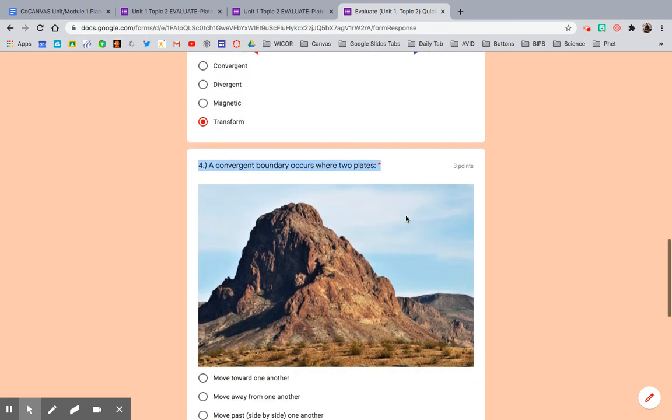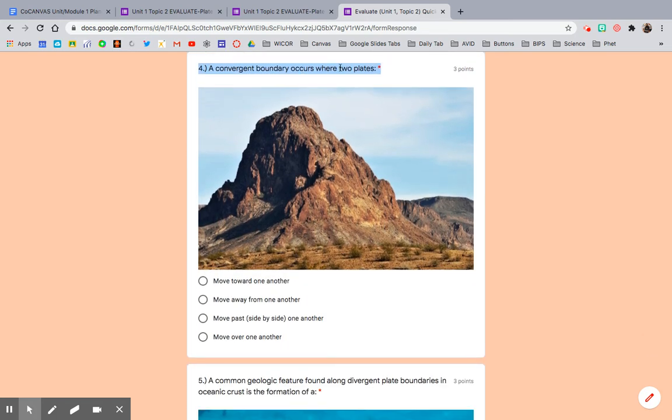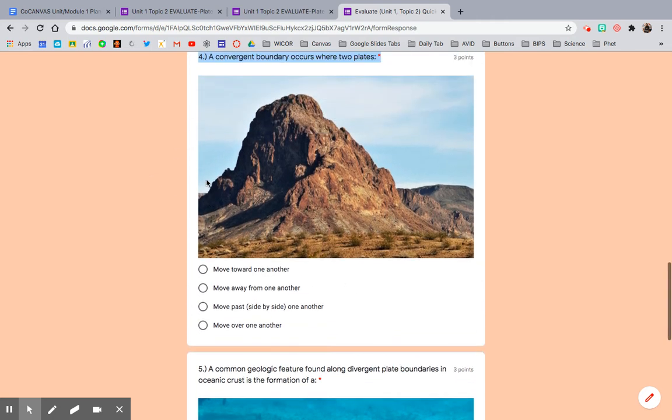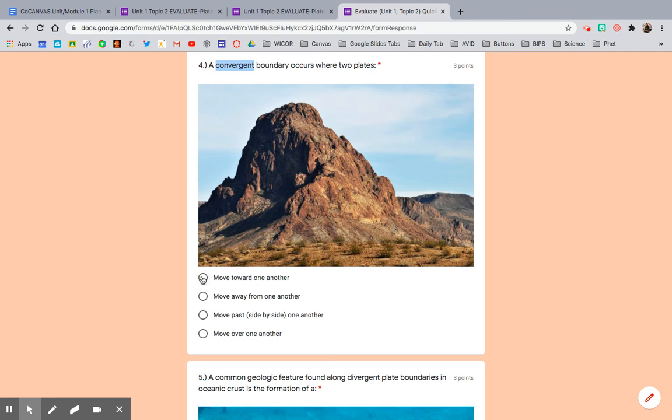Number 4, a convergent boundary occurs where two plates do what? A convergent boundary. Kind of giving you a little hint of what occurs at a convergent boundary here as well. So, do convergent boundaries move towards each other? Move away from each other? Move past or side by side each other? Or do they move over one another? A convergent boundary.